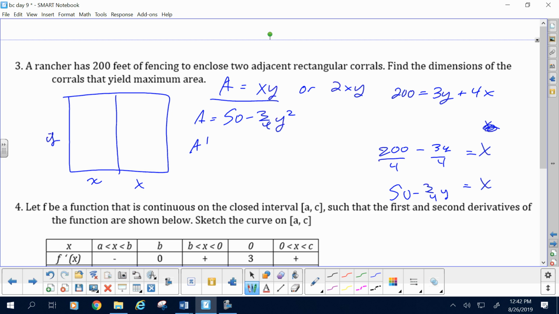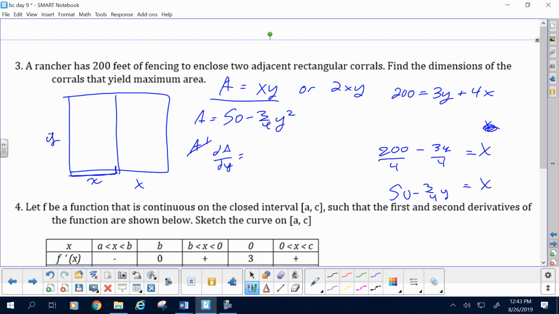Find A prime as area changes. Is area changing with time or with changes in x or y? Is this a related rates problem? Are we changing with time? No, there's no time component. So this would be dA/dy if I use good Leibniz notation. So that said, what is your horizontal and your vertical? Did you get something like 200 over 3 or something like that?